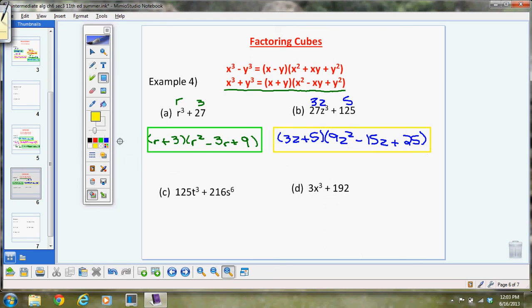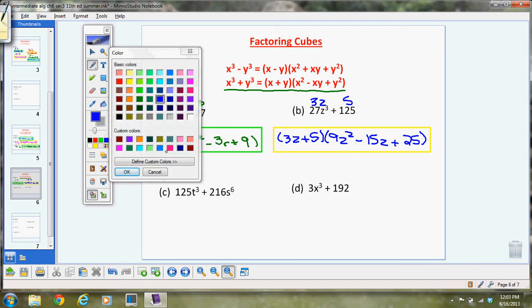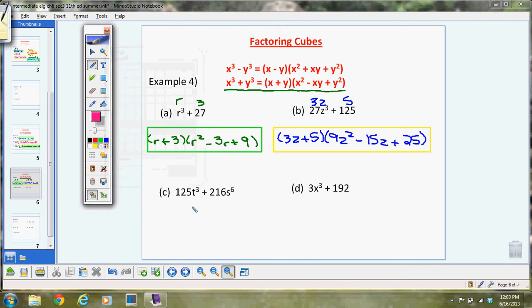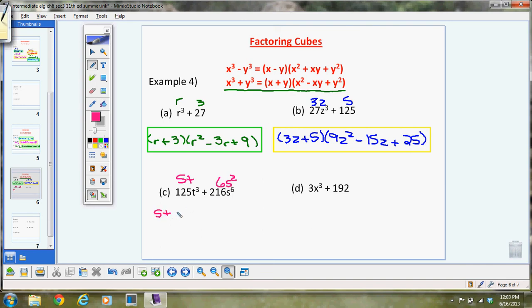We want to look at part C. Different color here. On part C, we have 125t cubed and 216s to the 6th. Now this one's a little bit trickier. First of all, what they cubed here, it's not too bad. That's a 5t. But here, this one is a 6s squared. They cubed an s squared there. Now you do first one plus the second one, so that's going to be 5t plus 6s squared.